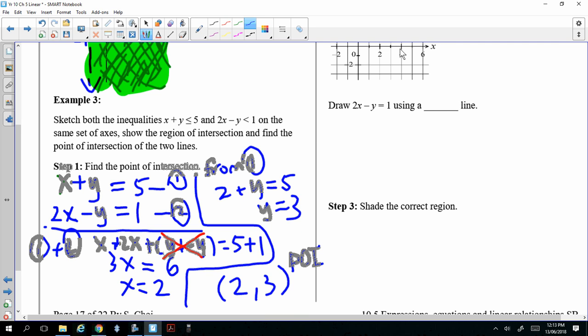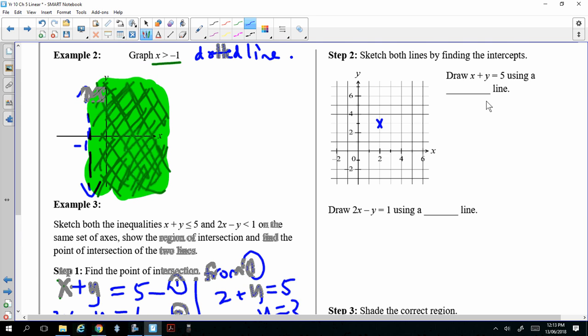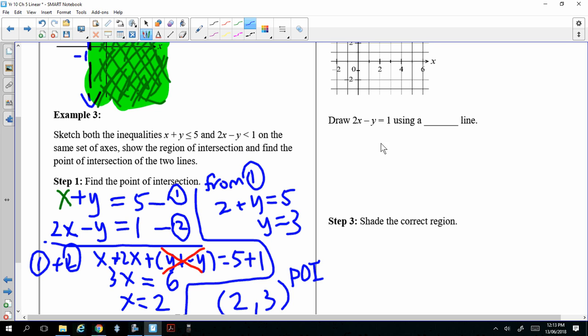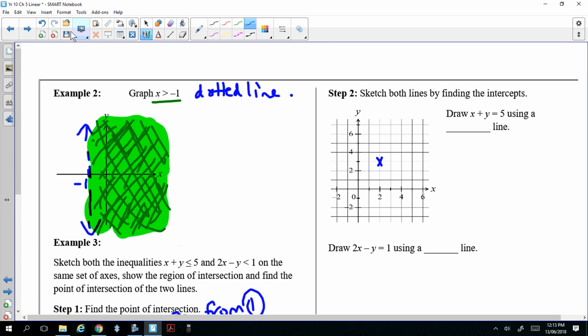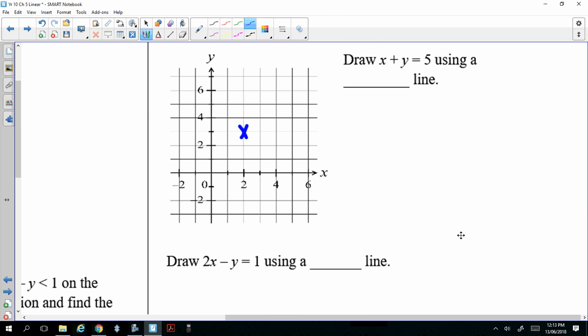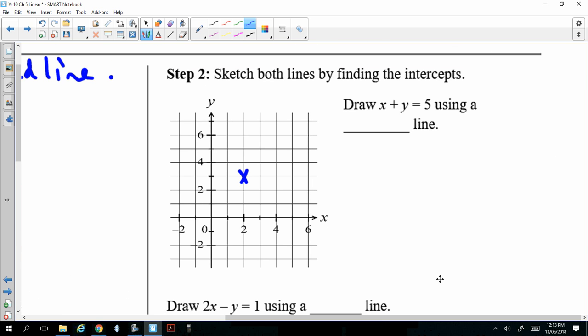So we're going to sketch this. I left room for you to write down the working. Let's do the first one. Now remember, let's go back to the inequalities. x plus y less than or equal to 5. Let's write it here. The other one is 2x minus y less than 1.